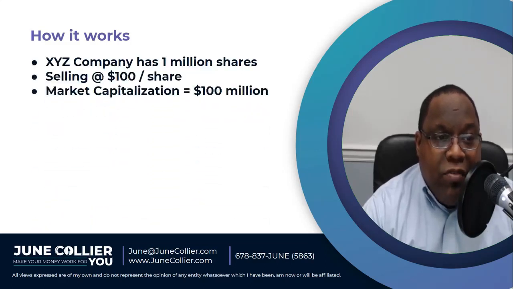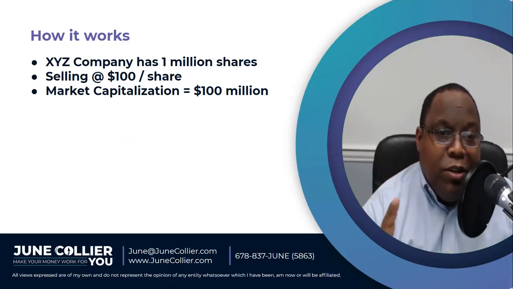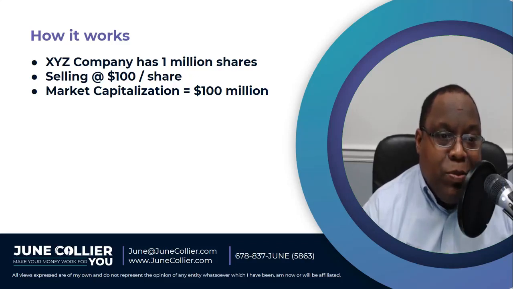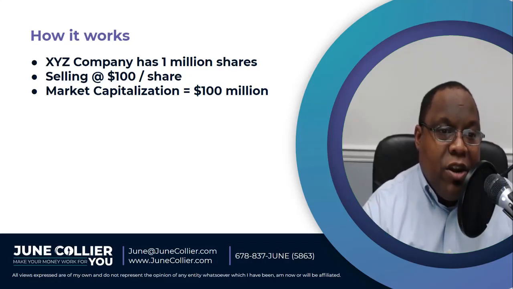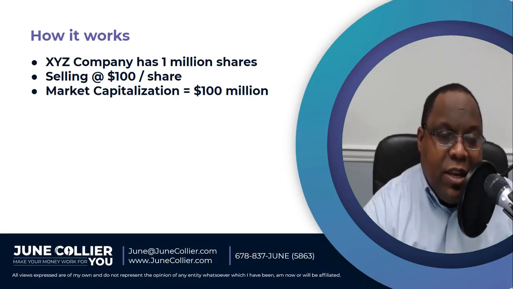Let's just assume that we have a company called XYZ Company. It has 1 million shares, and they're selling that at $100 per share. So when we look at the market capitalization of XYZ Company, we are looking at $100 million. Look at it. $100 a share times 1 million shares outstanding. That's $100 million in market capitalization.